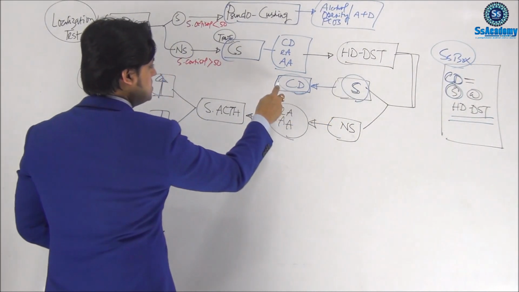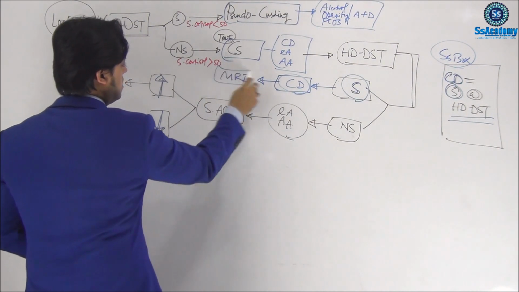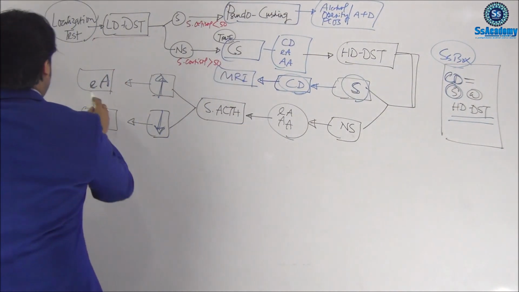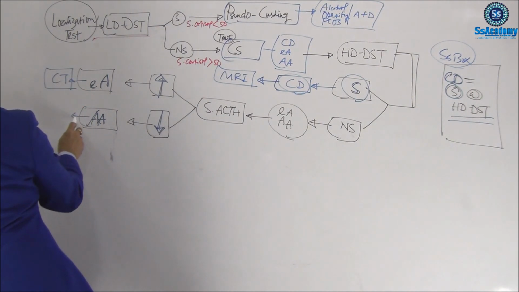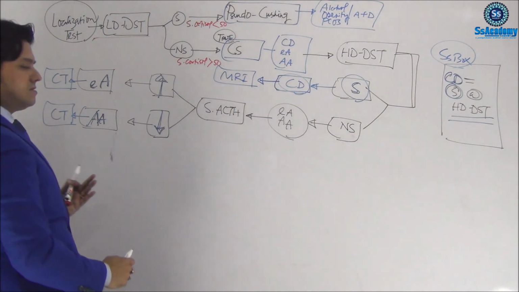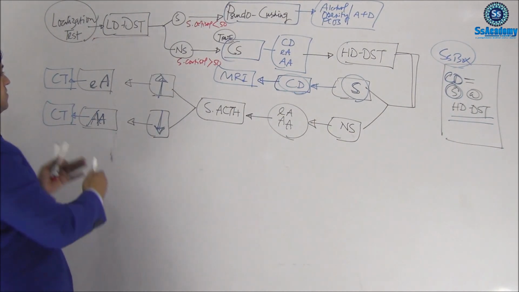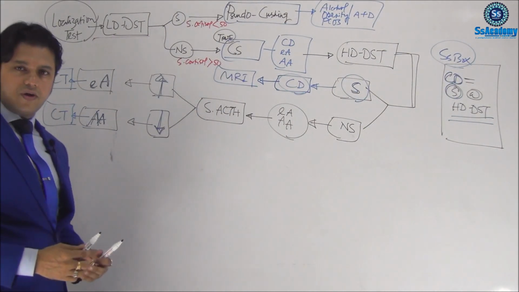After suppression, if we found Cushing disease, we can do an MRI. For ectopic ACTH, we can do a CT chest. For adrenal adenoma, we do a CT abdomen to localize, right? I hope that you got me right, the simple steps. These are so important, my dear.